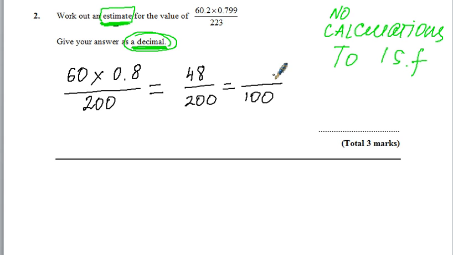So 48 divided by 2 is 24. 200 divided by 2 is 100. So 24 hundredths is 0.24. Here we are. Here is the correct answer, 0.24.